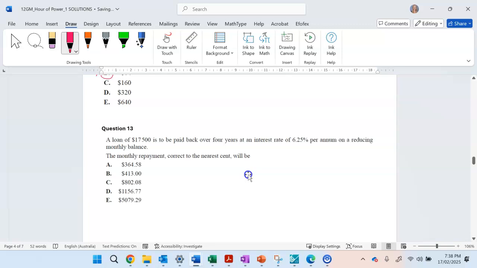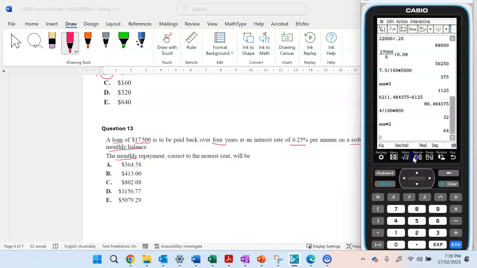All right, question 13. A loan of $17,500 is to be paid back over 4 years at an interest rate of 6.25% per annum, reducing monthly balance. So it's an example of compound interest. So monthly repayment. All right, so let's put all this into Financial Solver.